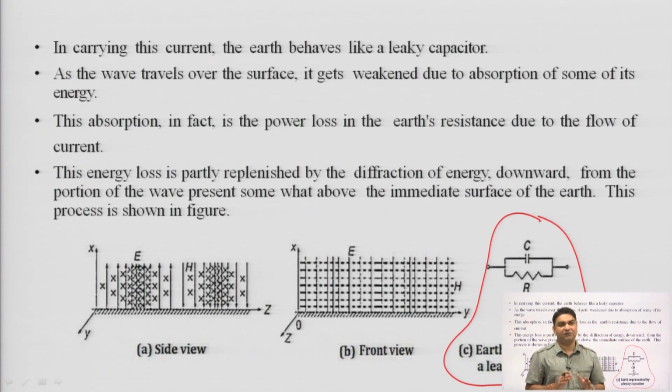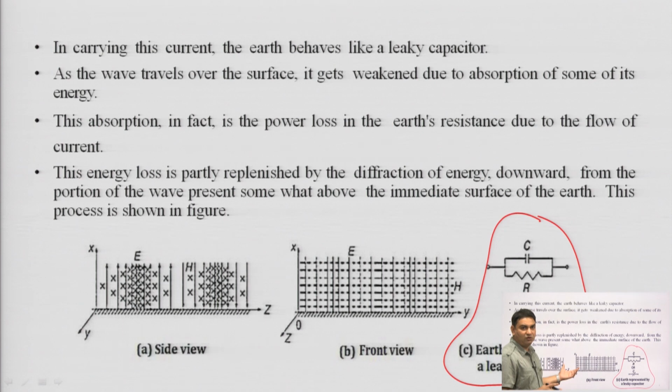This absorption is in fact the power loss in the earth's resistance due to the flow of current. Obviously, when power is lost from the signal's strength, it is represented in the form of I squared R. This energy loss is partially replenished by the diffraction of energy downward from the portion of the wave present somewhat above the immediate surface of the earth, and this process is shown in the figure.